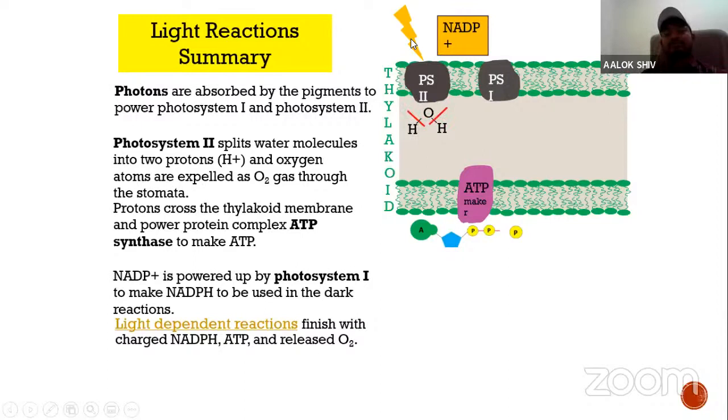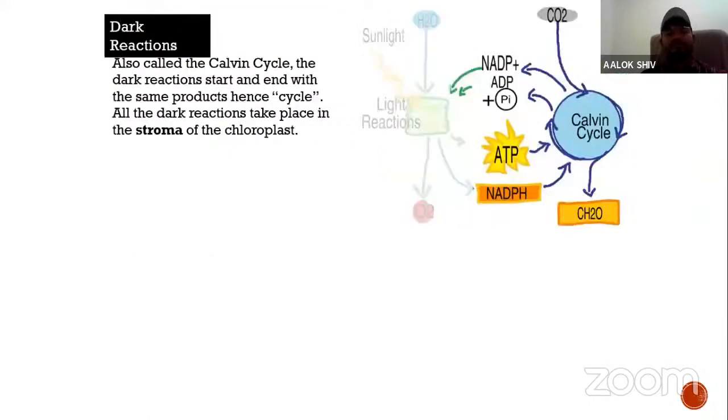So when the light comes, you see this water molecule is absorbed, and this oxygen will go down. With the help of ATP synthetase, the ADP will form ATP, and with the help of PS1 it will form the NADPH. NADP is converted into NADPH.